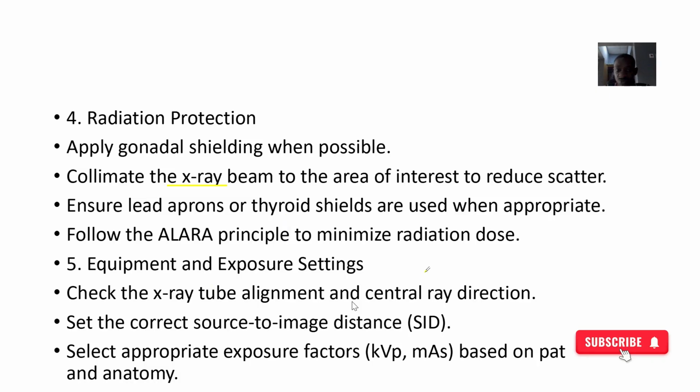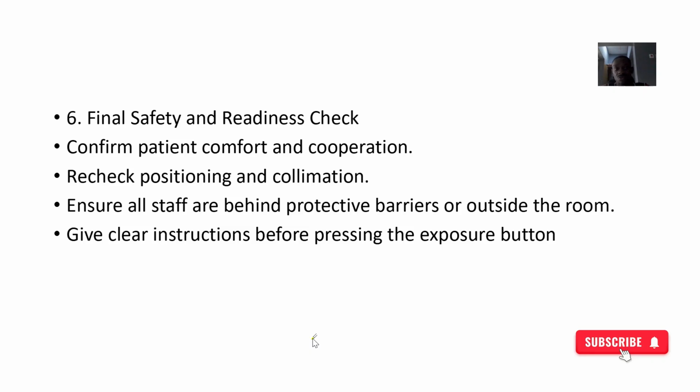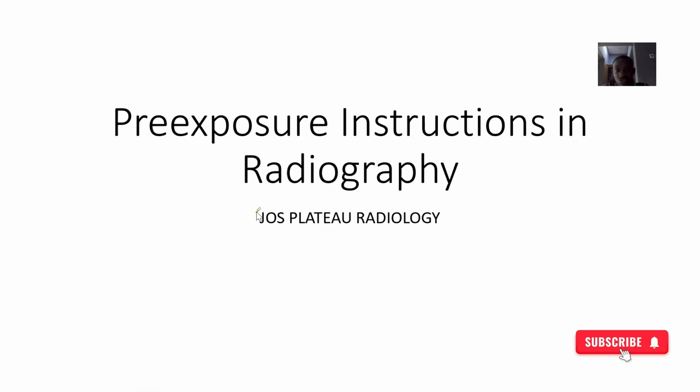Then equipment and exposure settings: you have to check the x-ray tube alignment, set the correct source to image distance, and ensure all those parameters that will determine how much of the exposure the patient is actually coming in contact with. So final check and readiness: you have to confirm the patient's comfort, recheck that they are still positioned like that, and ensure that everybody in the x-ray room is behind a protective barrier. Then you fire the rays. So these are the different things that you should put into consideration before the imaging time.